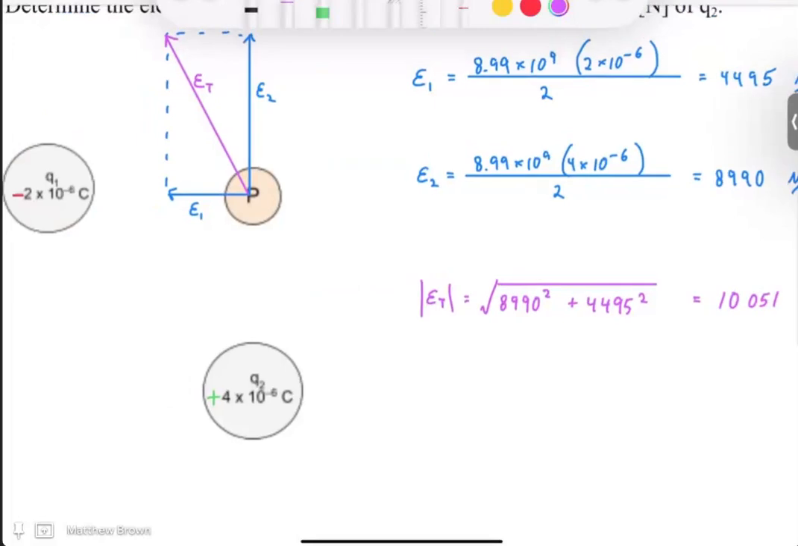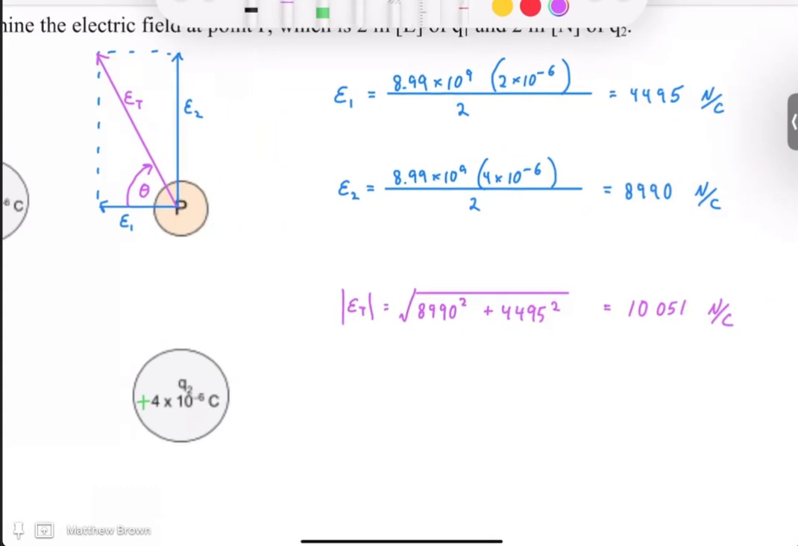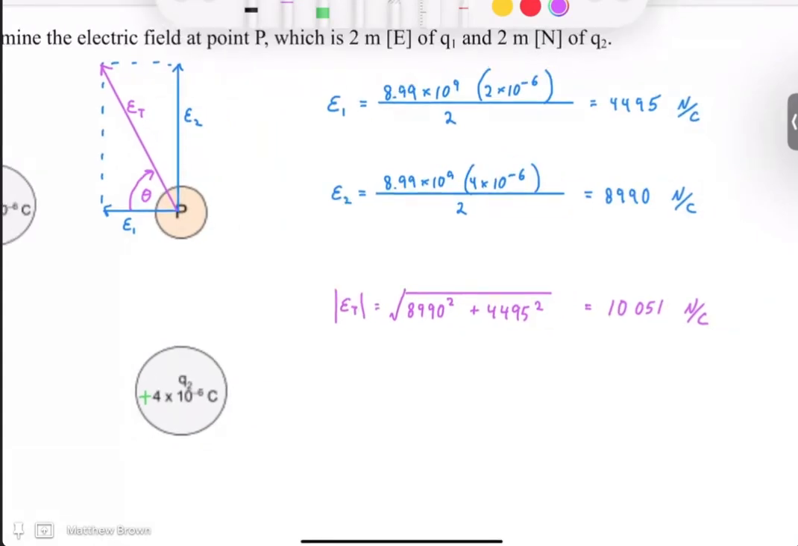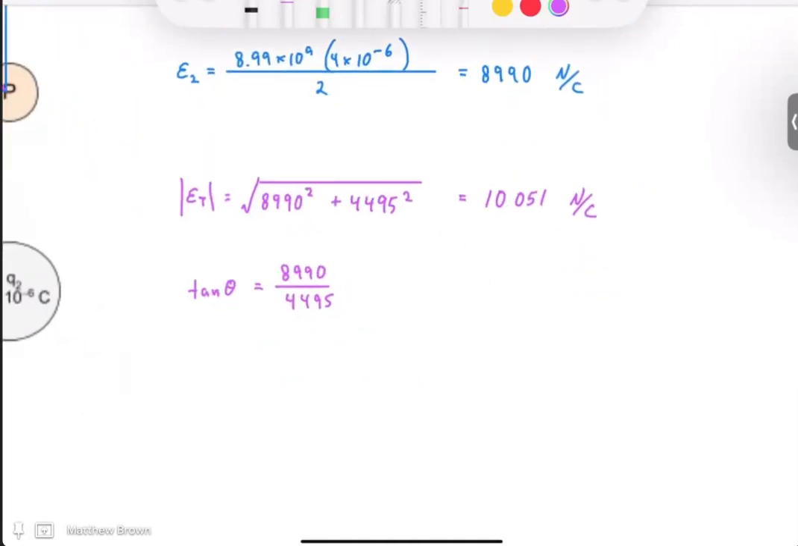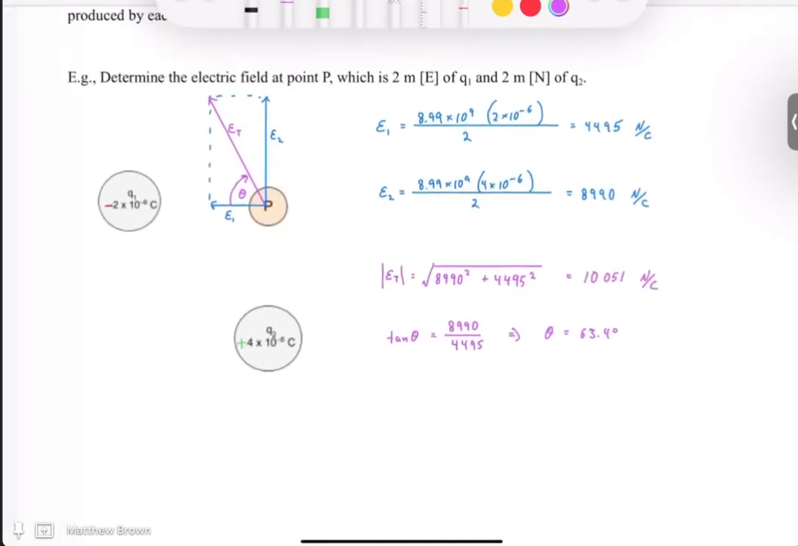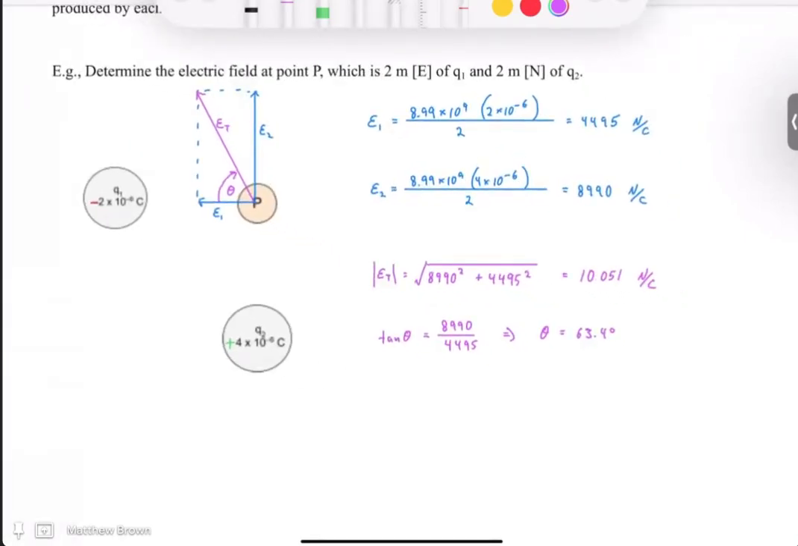And I can figure out an angle. Let's go with this angle right here, in that direction. The tangent of theta is going to be E2, because that's represented with this side over here, which is the 8990, divided by 4,5, which tells me that theta, just using a calculator, is 63.4 degrees. And yep, that makes sense because the opposite side would be longer.